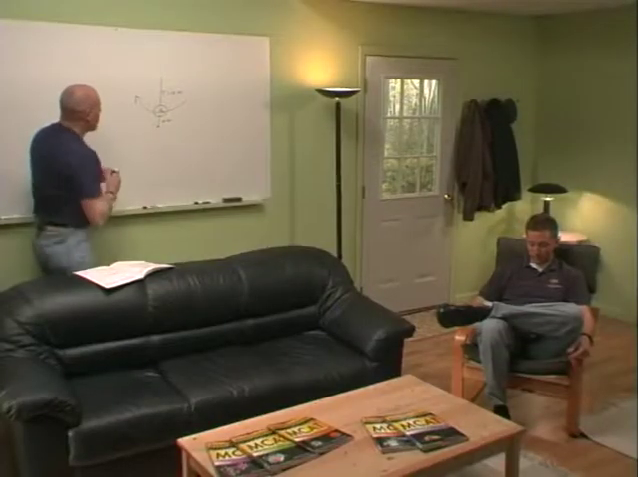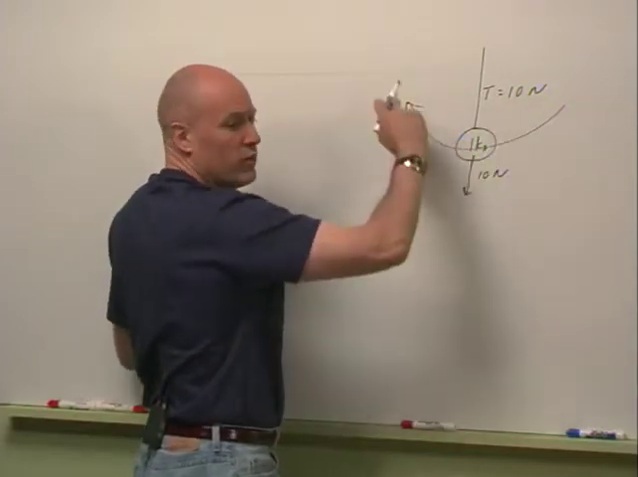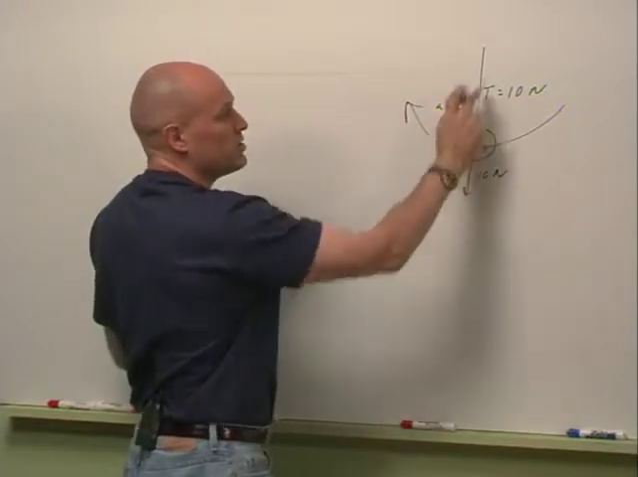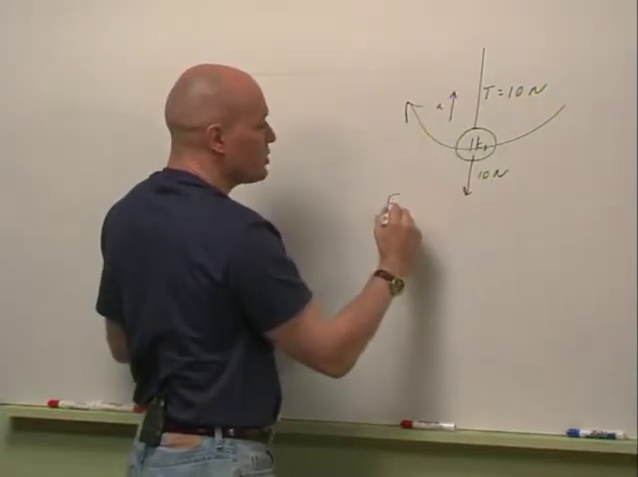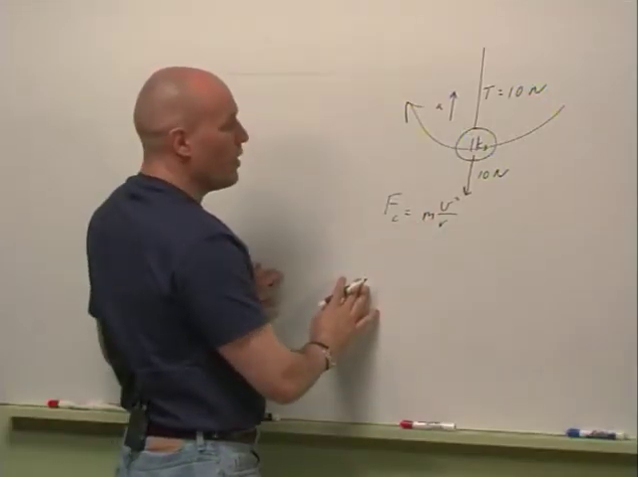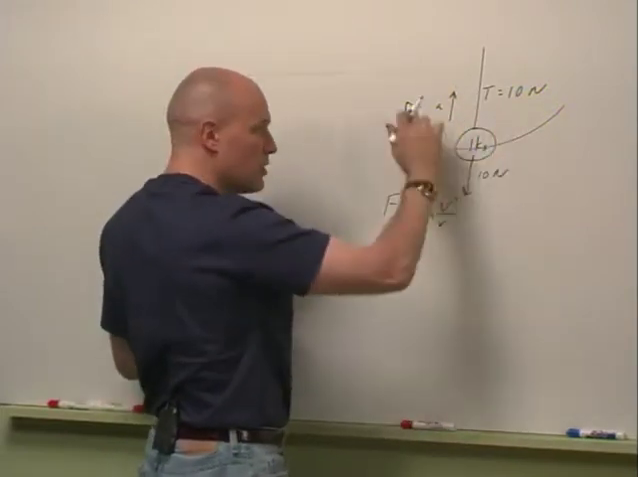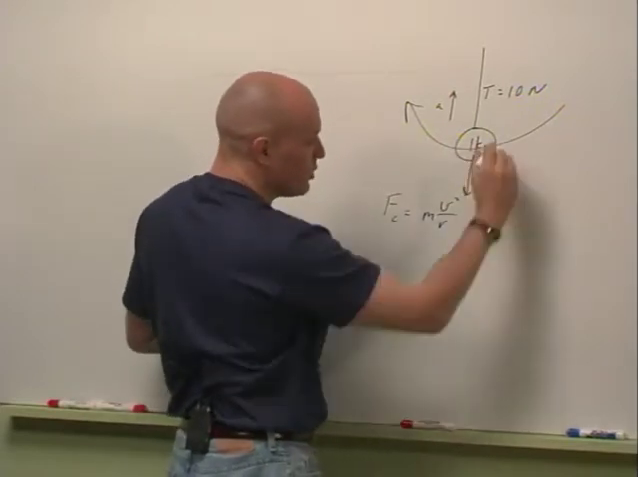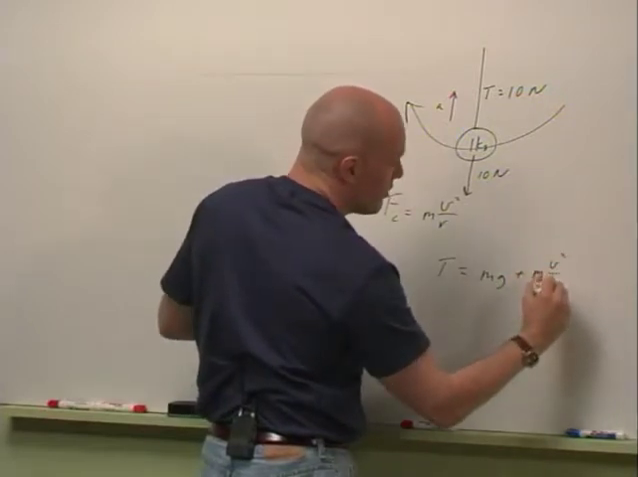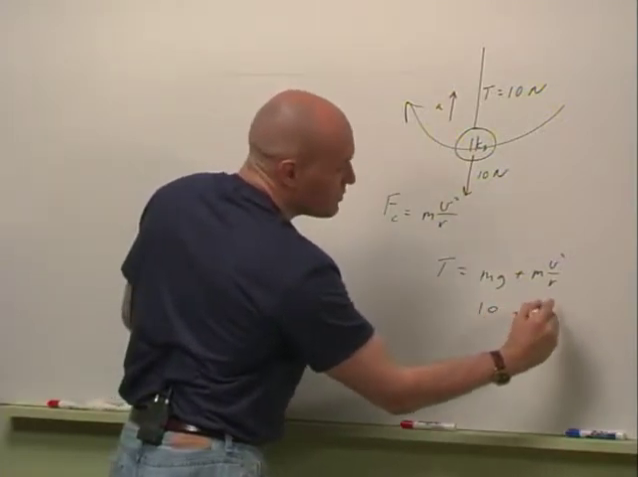Okay. Now, if I wanted to figure that out, I'd have to look and see which way it's accelerating. And since it's moving in a circle, it's accelerating towards the center of the circle. That means it has centripetal force towards the center. And centripetal force, our formula is what? mv squared over r. So that's our formula for force upwards. So if it's coming this way, I know that the tension is equal to mg plus mv squared over r. mg is 10, and then this is going to be 1 times v squared.